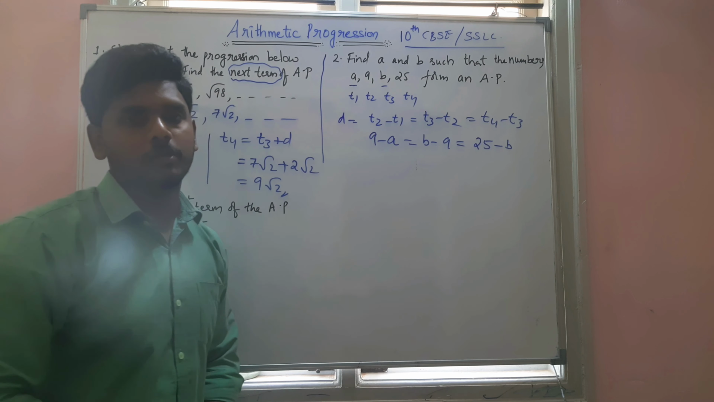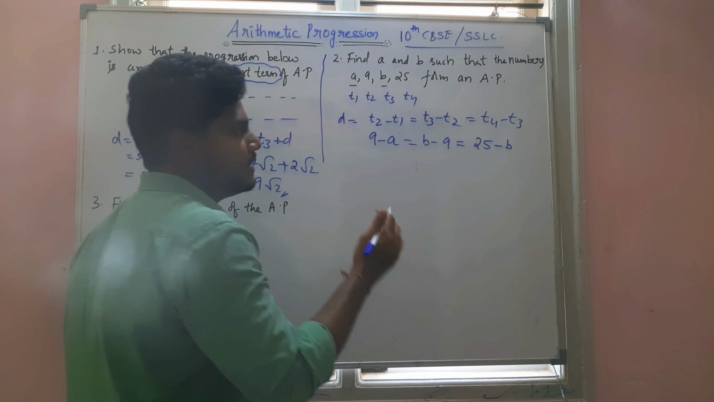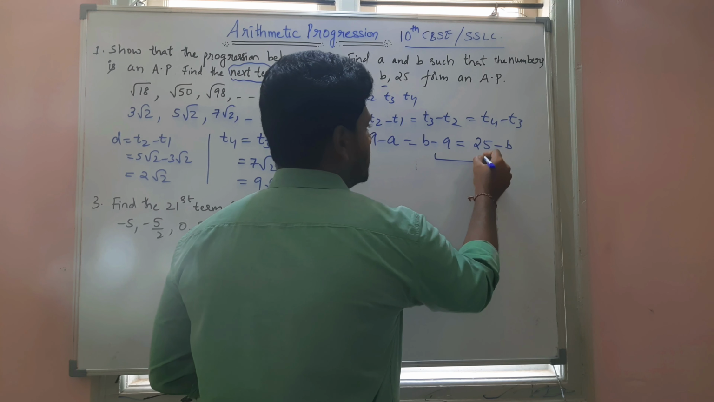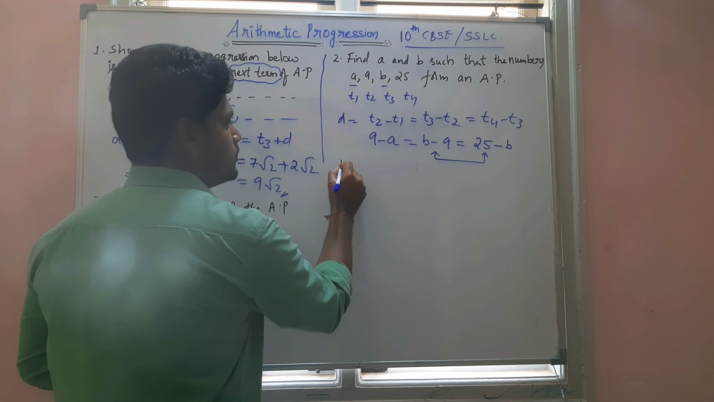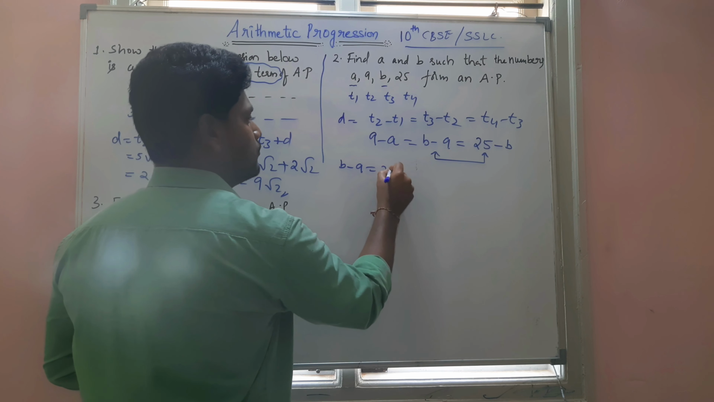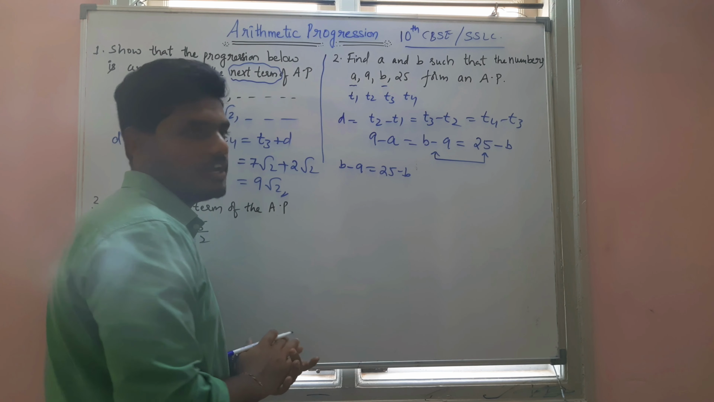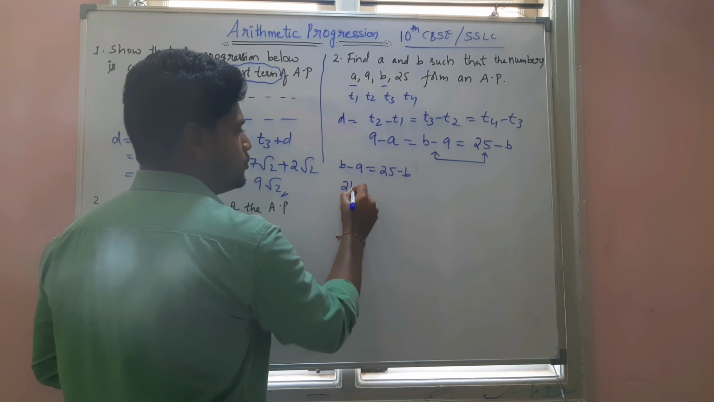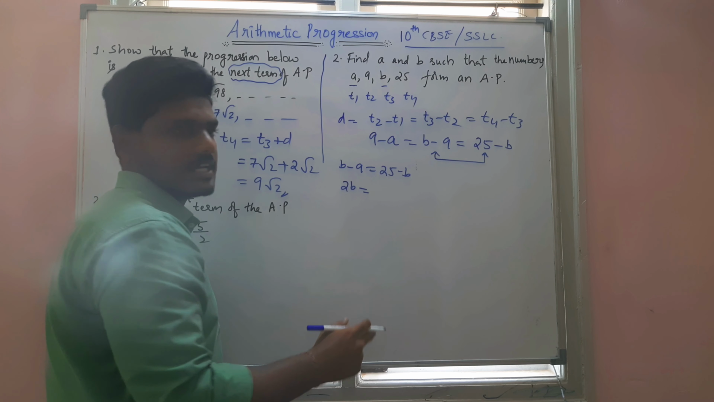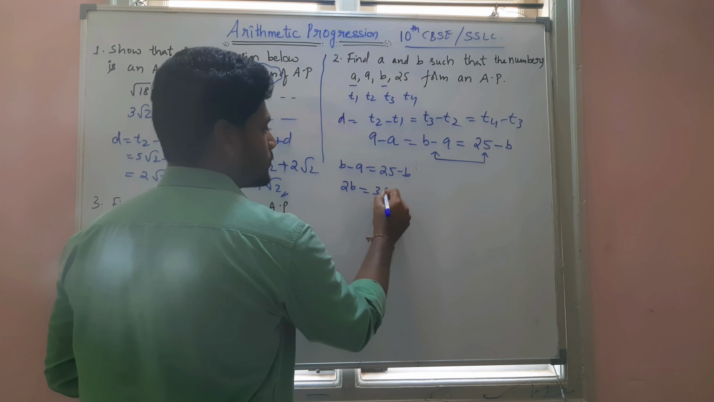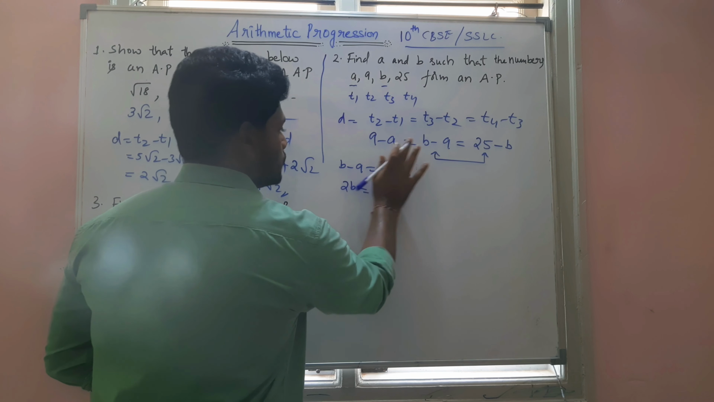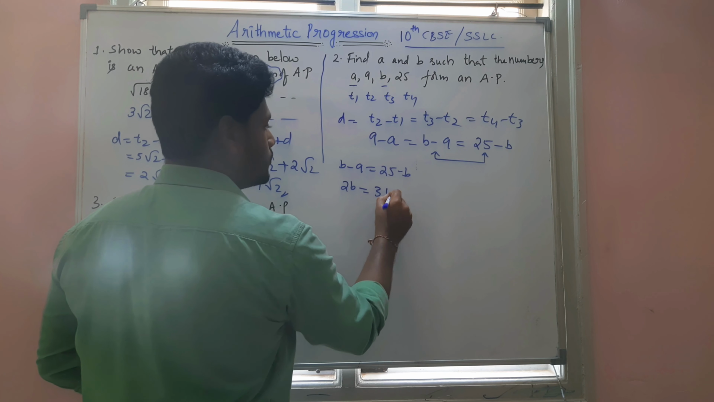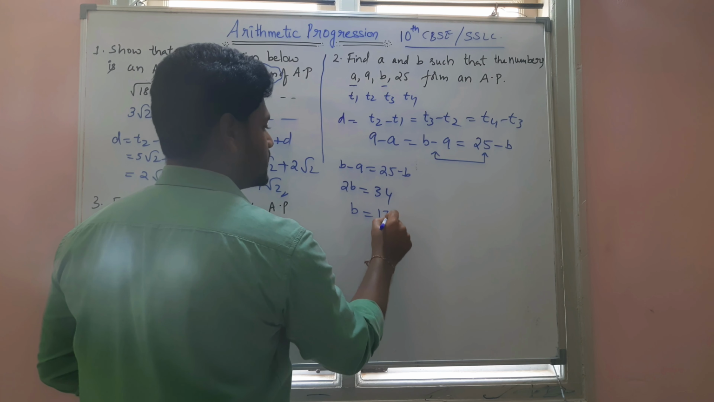Now we need to find the value of b. First I will take these two terms. So b minus 9 is equal to 25 minus b. In order to find the b value, we take minus b to the other side, it becomes plus b. So b plus b, which is 2b, is equal to 25 plus 9. 25 plus 9 is 34. So b is equal to 17.